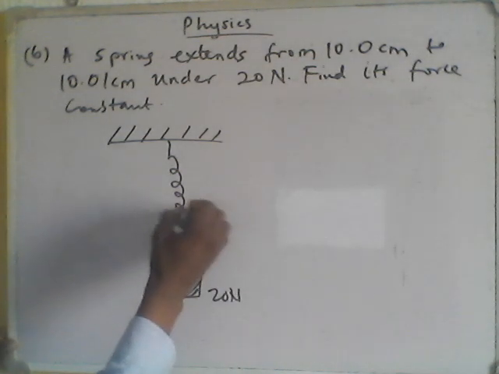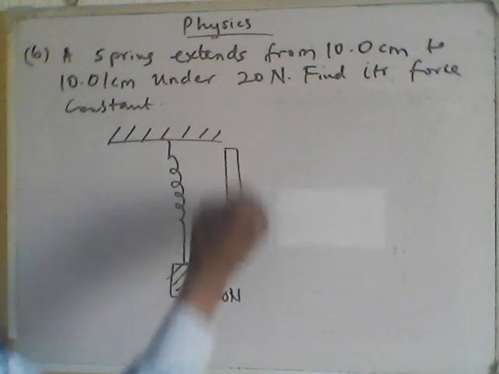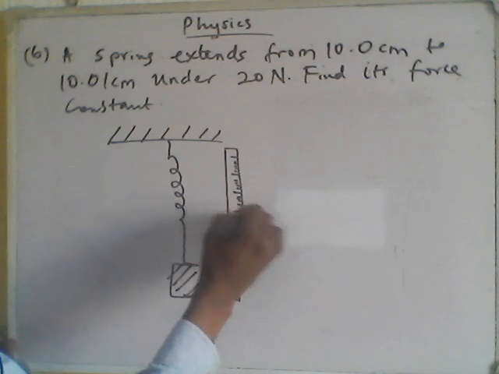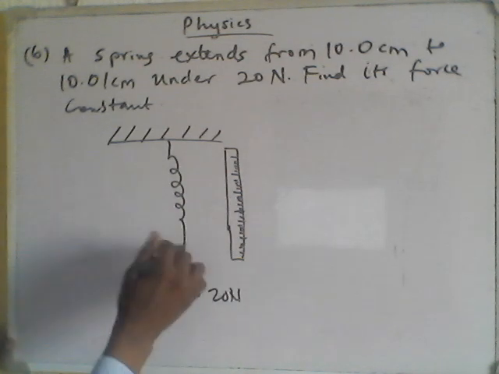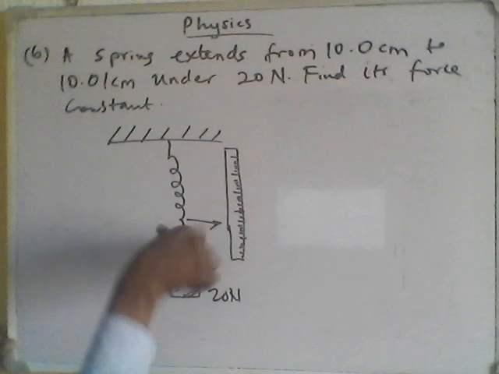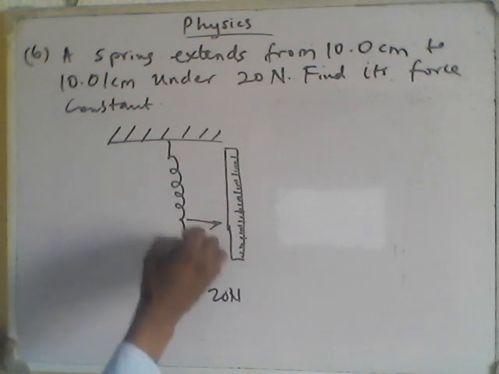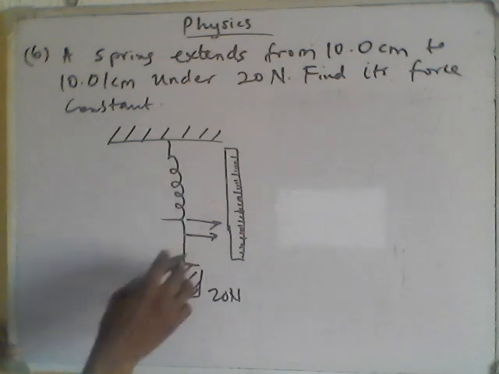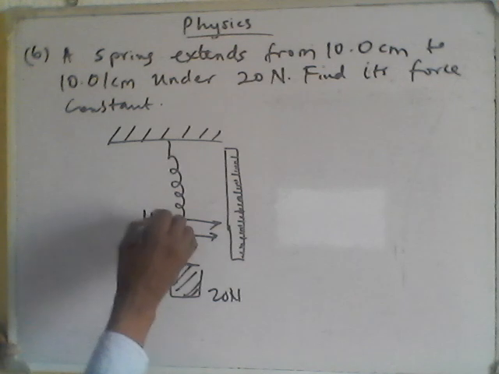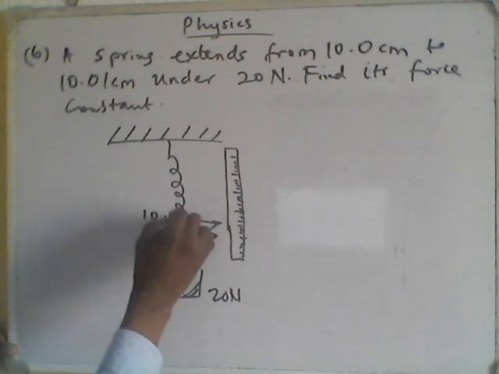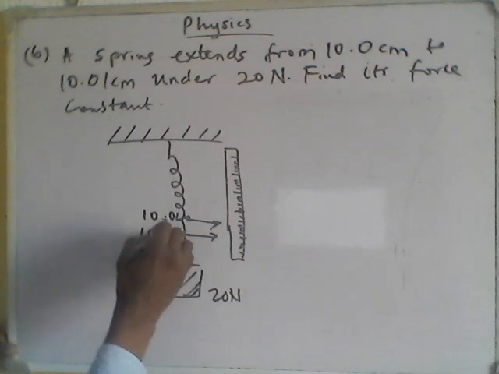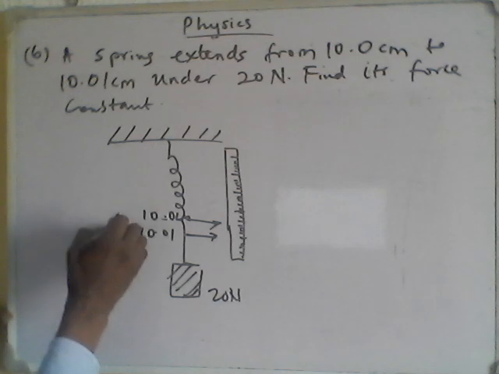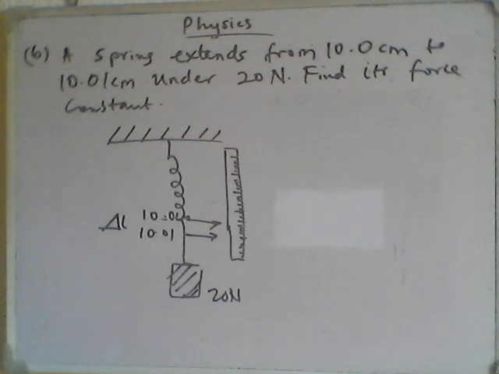When it was applied the first time, in this experiment you have a calibrated metre rule here, of course, as we are trying to read the values. So there was a point where it was like this. Then when this was added, it will extend, so there's a difference in length. The first time, without the weight, it was 10.0 cm, and with the weight it became 10.01 cm. So there was an extension, a change in length.